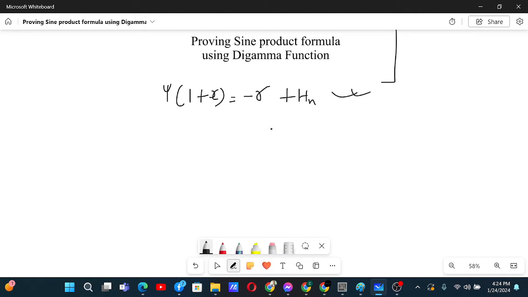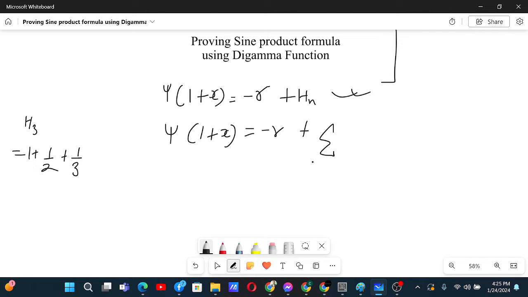First of all, we can write Hn in the form of an infinite series. Basically the nth harmonic number. Let's say if you have to find h of 3, it's just 1 plus 1 by 2 plus 1 by 3. Okay, negative of the Euler-Mascheroni constant plus sum from n equals 1 to infinity of 1 by n minus 1 by n plus x.